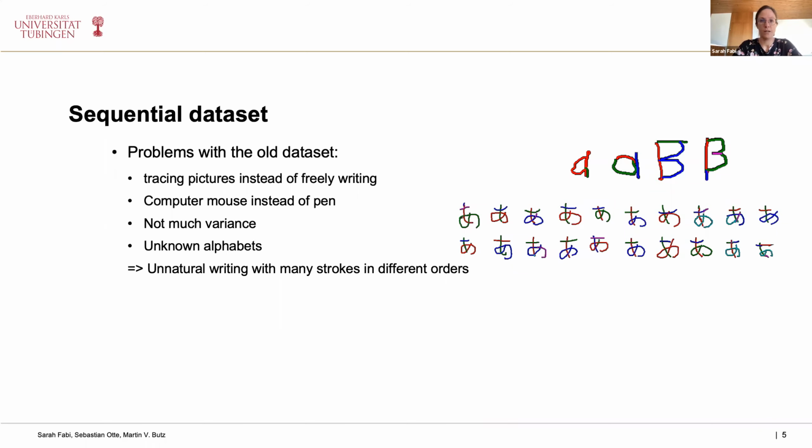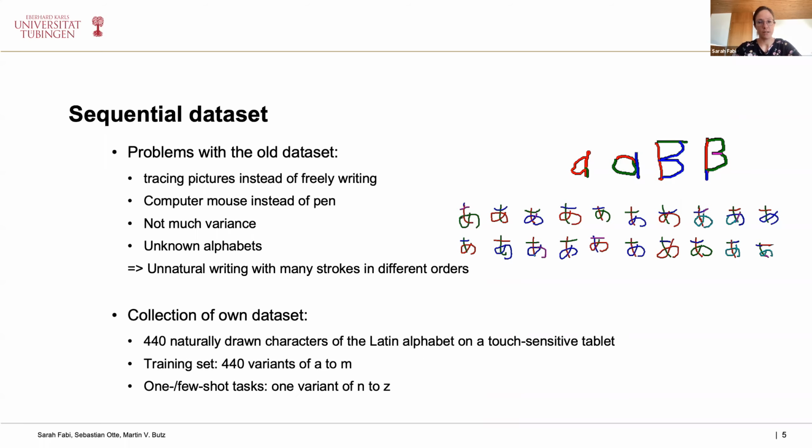Furthermore, one can also say that there's not much variance in it. For example, there is no script, and there are not different variants of an A, but only the print letters here. So these are all problems that we found with the sequential original Omniglot data set, and this is why we collected our own data set, and we collected 440 letters. They were naturally drawn and only consisted of the Latin alphabet, because we wanted the participants to be experts of the alphabet, and they were drawn on a touch-sensitive tablet, so not with a computer mouse.